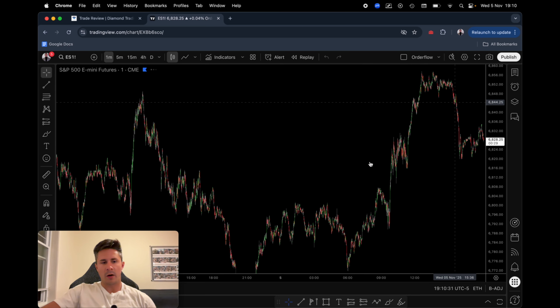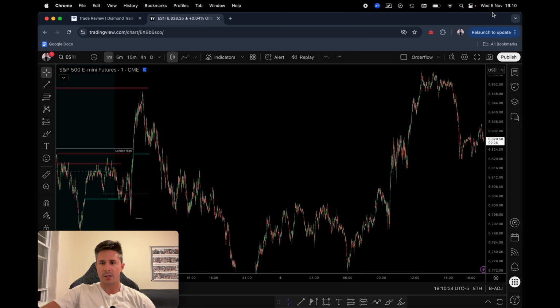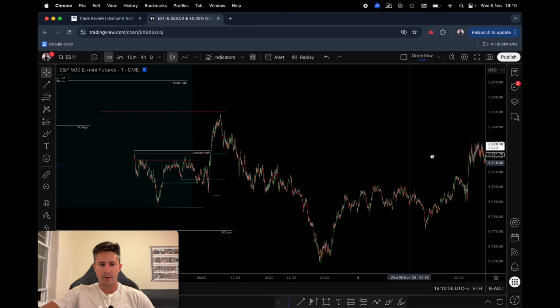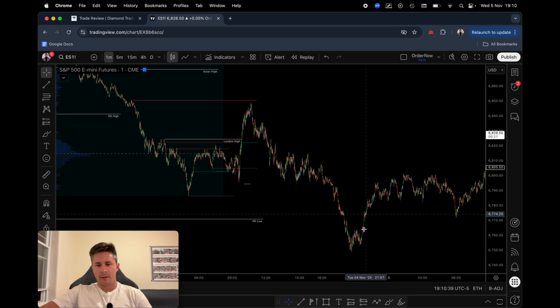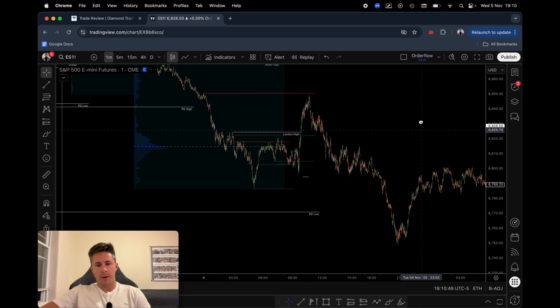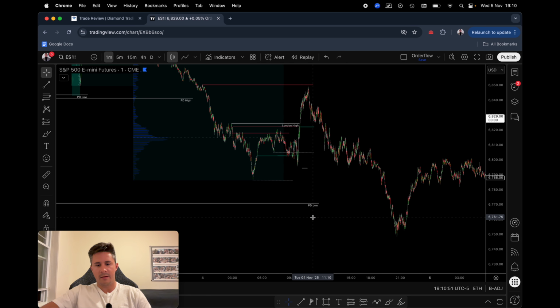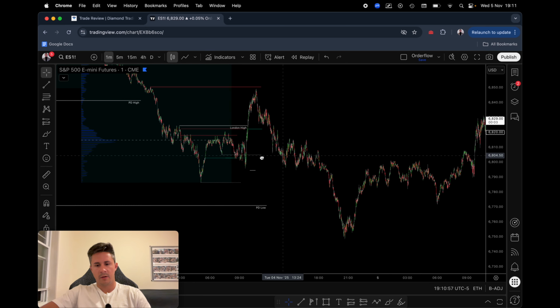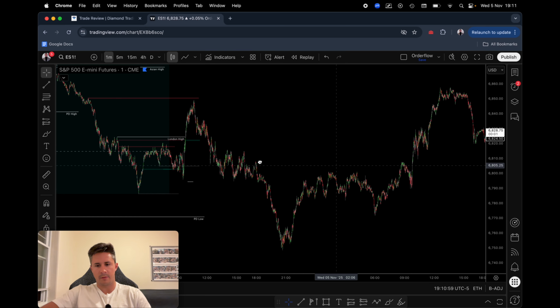Let's analyze what happened on today's price action, Wednesday, November 5th, and let's look at if we missed any trades, the points of reversal. I don't know if you remember yesterday, but I said I really expected price to come down and take PDL, previous daily low, and that is exactly what happened.